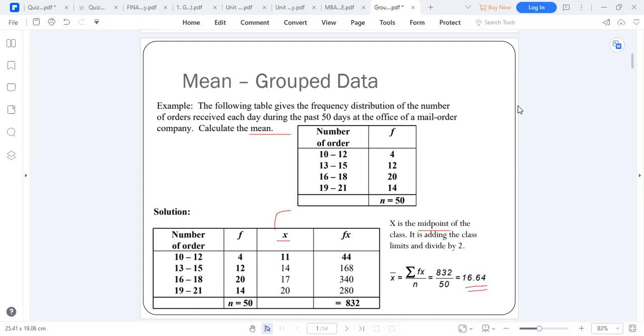Anyone behind so far? How did you find the midpoint again? Memory, how did you find the midpoint? We add the lower bound plus the upper bound, divided by 2. That's how we found the midpoint. Then we multiply the frequency times the x, and we get fx. So the total of fx over the total of the frequency, which is n, gives us our mean, which is 16.64.